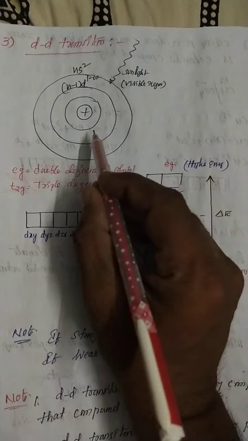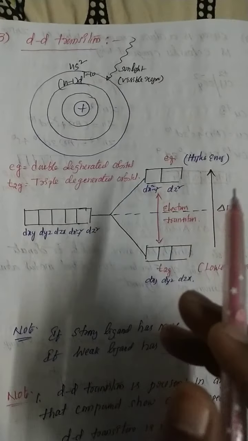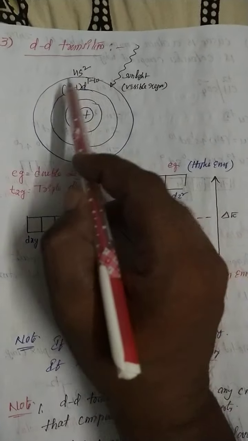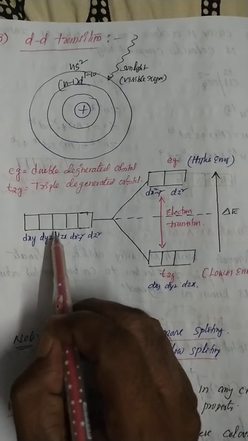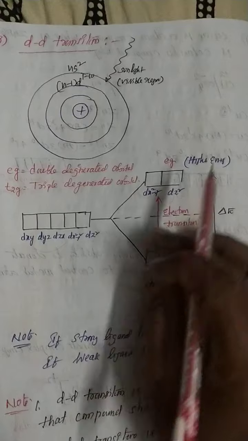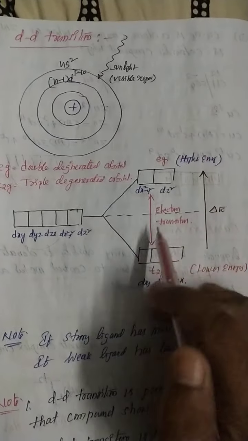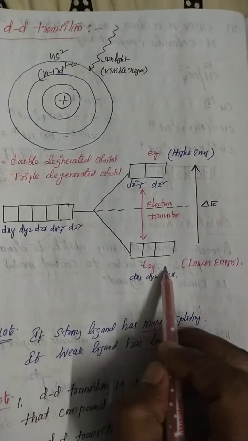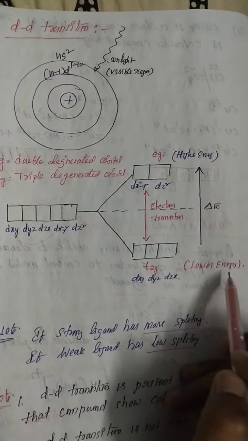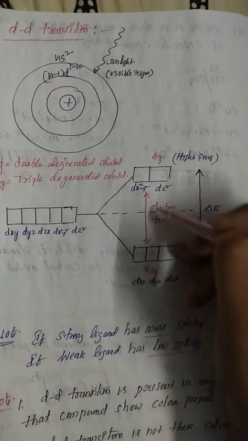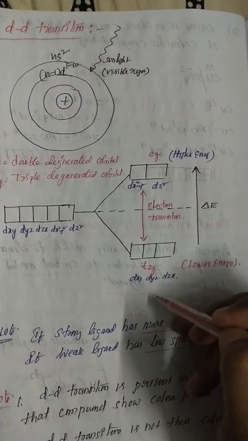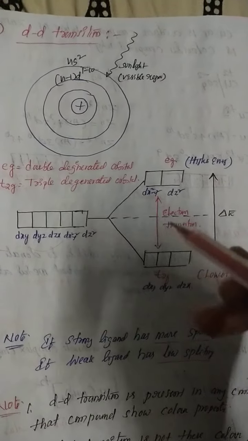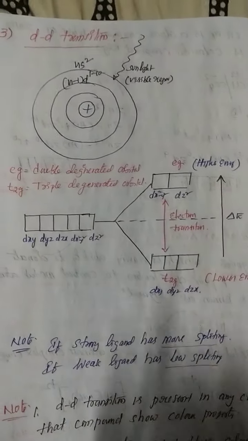If any one of the compounds has d-d transition, it means if sunlight falls on the particular compound, immediately the unpaired electrons inside the d orbital are split into two levels. Number one, the EG level, this is a higher energy level. Number two, the T2G level, triply degenerate level, this is a lower energy level. So between the EG level and the T2G level, electron transition is there, and definitely that compound shows the color property.